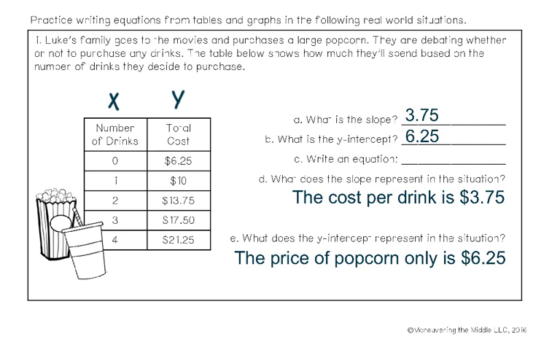3.75 is the dollar amount. It costs $3.75 per drink. That's because they started at $6.25 not buying a drink. Then they spent $3.75 more and now they've spent $10. Go up again, $3.75. And that's the constant rate that it increases each time. That means that each drink costs $3.75.